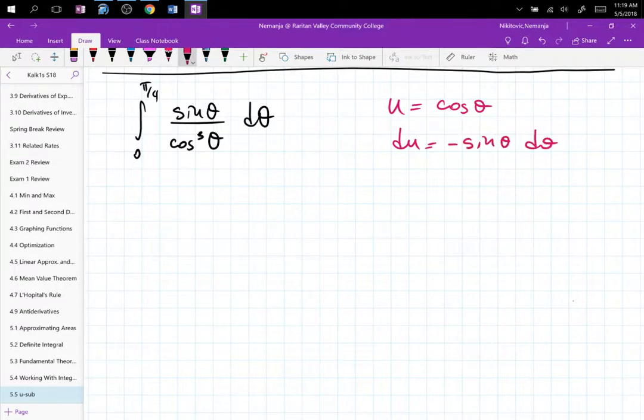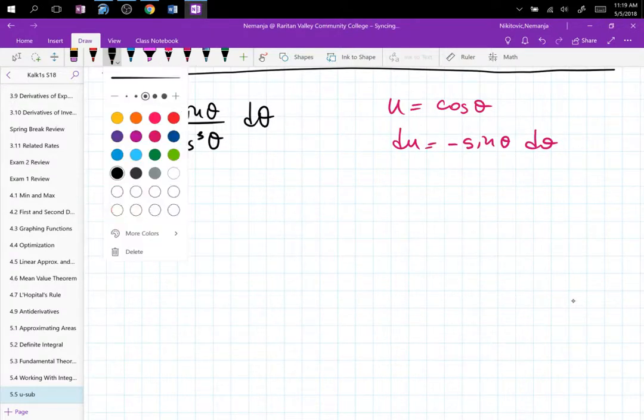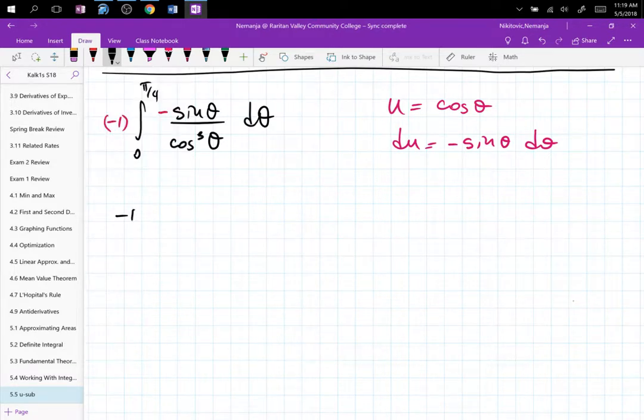There we go. Now we put -1. And when I substitute now, it will make sense. Negative sine theta d theta, divided by u cubed. Yay! Oh, sorry, du, not d theta.